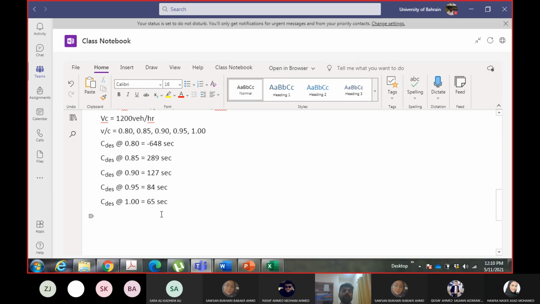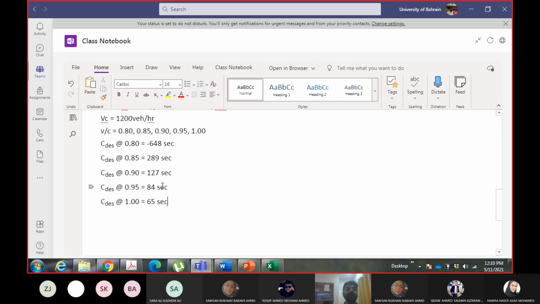Now you can see first of all, when I increase V by C ratio, cycle length decreases. What is the reason? The reason is less V by C ratio means less margin of safety. You are decreasing the factor of safety, meaning you are underestimating the load. When you don't have factor of safety, that means no margin of safety, that means you are underestimating the load of traffic. So if you are underestimating, then you need less cycle length.